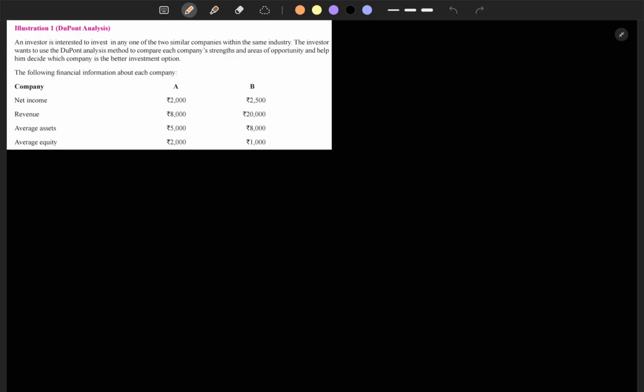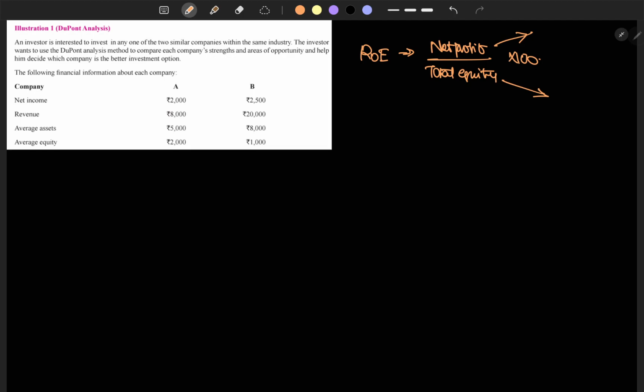What is DuPont analysis? Traditionally we have the return on equity formula. We find it by net profit divided by total equity into 100. This is the formula we generally use for return on equity. It signifies how much we have generated out of equity and how much we have earned through that equity.